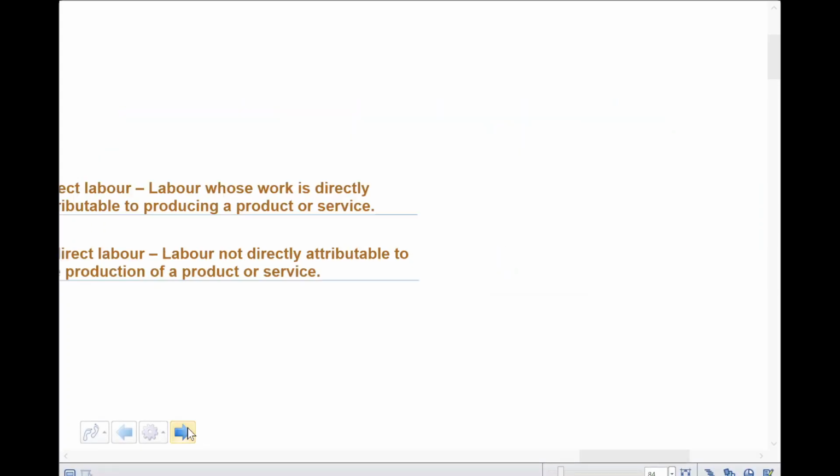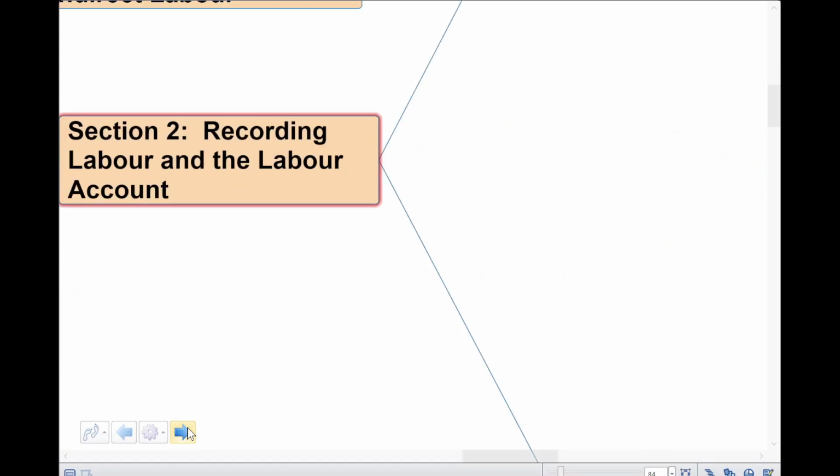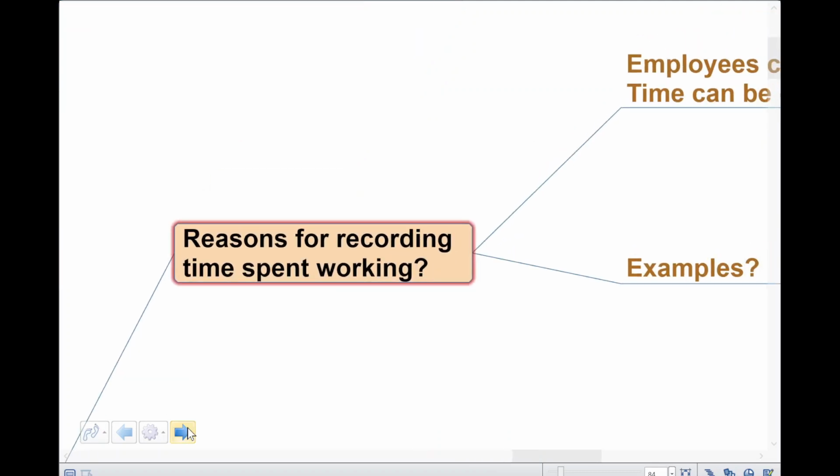Now, moving to the next area, let's look at recording labour and indeed the labour account. There's a lot of detail here that doesn't tend to get examined, this particular area. So, when we think about the recording of labour, clearly what we're talking about is time.